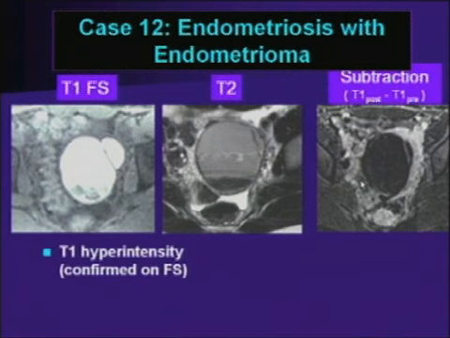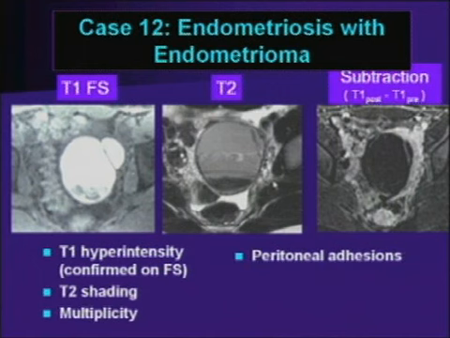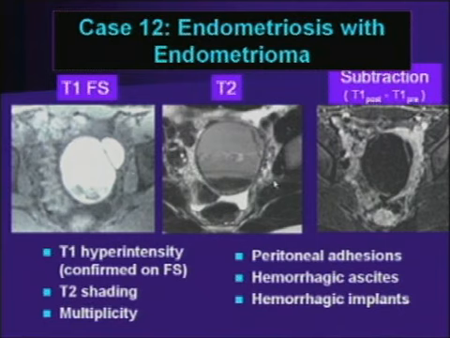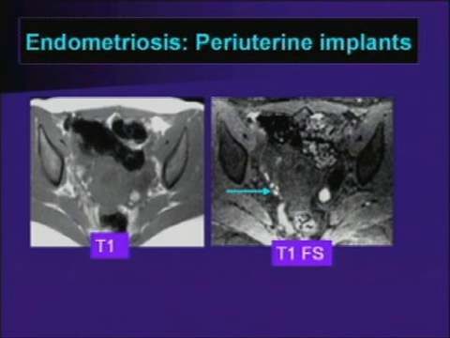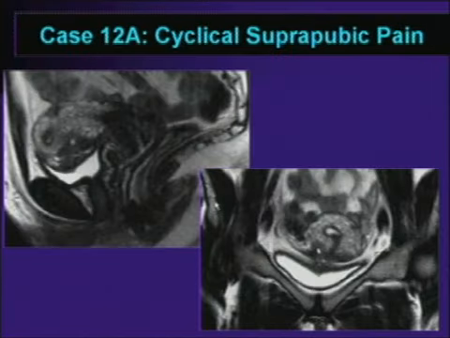We also look for other signs of endometriosis in these patients. You want to look for multiplicity of lesions, peritoneal adhesions, hemorrhagic ascites, as well as hemorrhagic implants, as I showed in the previous case. Here's an example of hematosalpinx we can see oftentimes in these patients with the layering hemorrhagic fluid, or as we saw in the previous case, these small implants and hemorrhagic ascites.